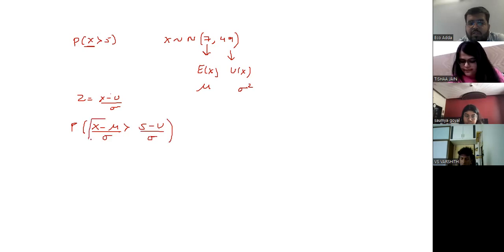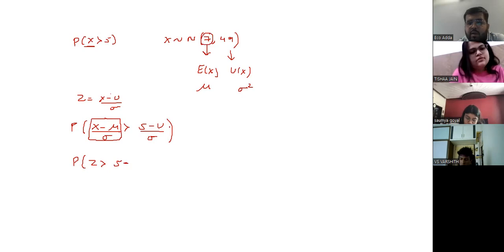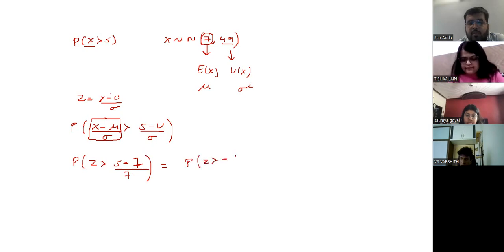Now, can we call this as z now? So this is probability z is more than 5 minus, what is the value of mu? Can we say 7? Divided by sigma. Sigma is equals to what? Can we say again 7? Because 49 under root of 49 is 7, which is equals to probability z is more than minus 2 by 7. Can you please tell me in terms of decimal ki answer kya aa raha hai?